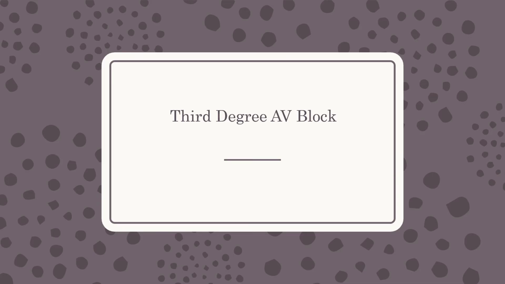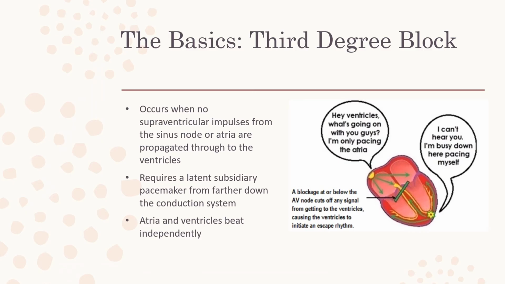So last but certainly not least is third degree AV block. And we talk about that, we say AV dissociation. The basics for third degree block: it occurs when no supraventricular impulses, zero, from the SA node or the atria are propagated down to the ventricles. It requires a latent subsidiary pacemaker way, way down in the conduction system. The atria and the ventricles are beating independently.